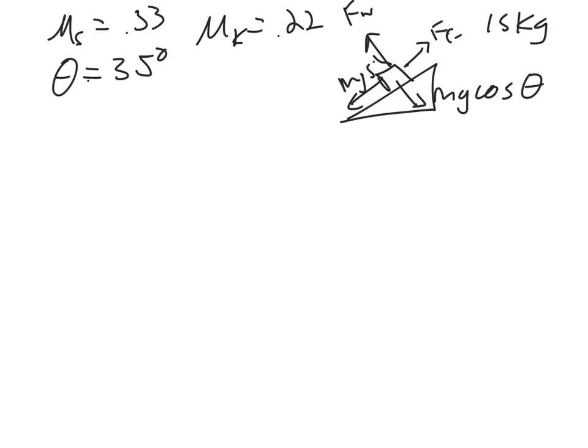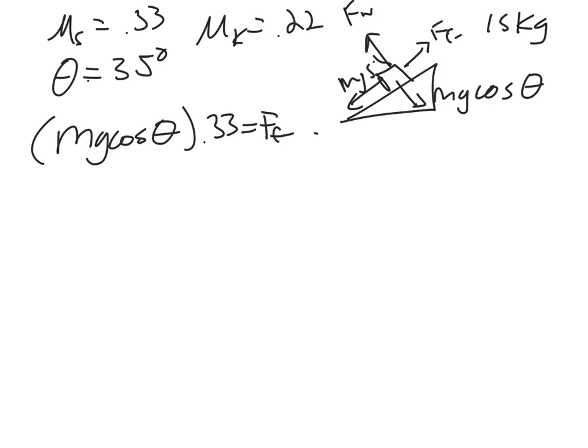So this time I want to know what my force of friction acting on my box is, and then maybe even the acceleration from there. So again, I'm going to look at my normal force, mg cosine theta, times the coefficient of static friction, 0.33, and that is my force of friction statically at its maximum.